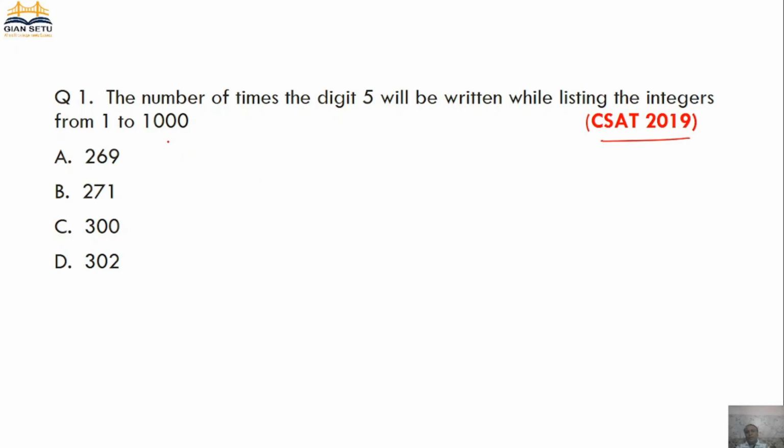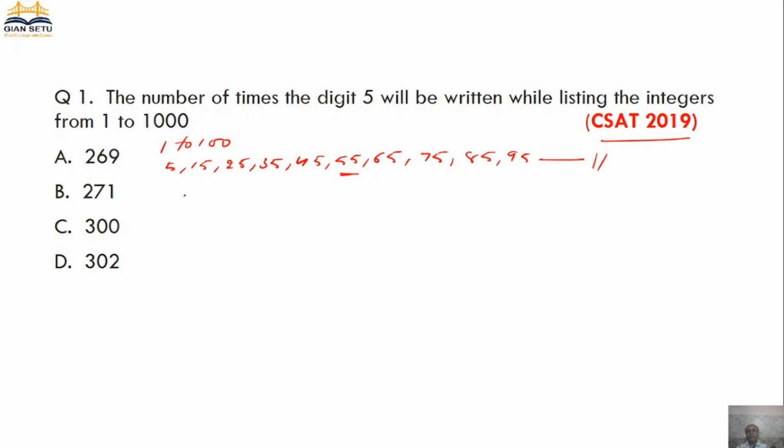First of all, let's see how many times digit 5 will be written when we count from 1 to 100. Digit 5 will appear in the following numbers: 5, 15, 25, 35, 45, and then 55, 65, 75, 85, 95. These are 10 numbers, but digit 5 has appeared two times in 55.